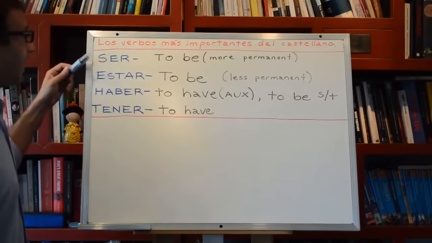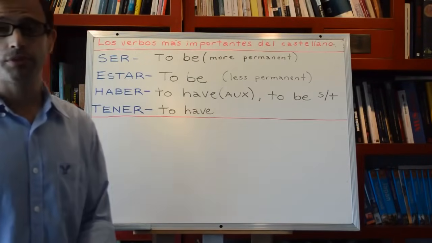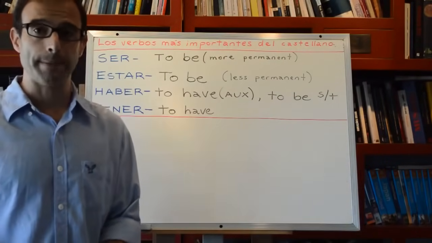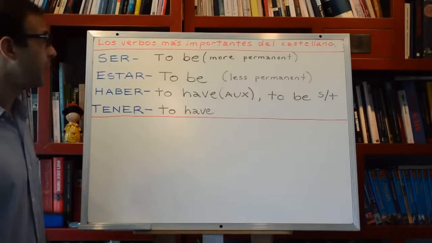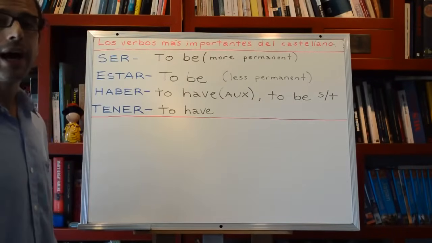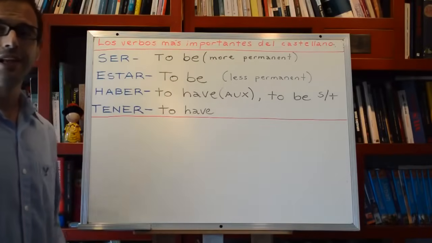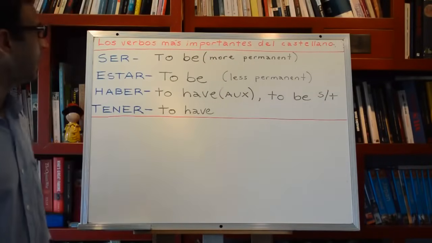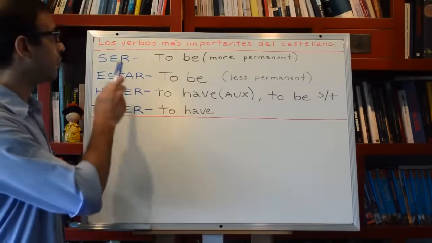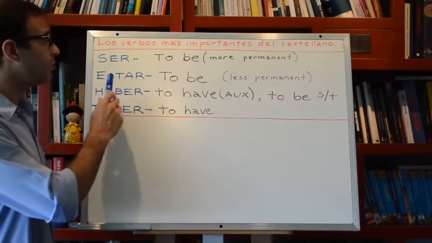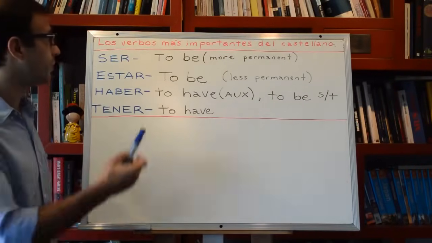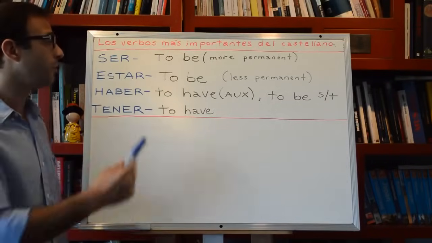So, ser and estar are 2 Spanish verbs that correspond to the English verb to be. I'll say the same thing in Spanish now. Los verbos ser y estar corresponden al verbo to be del inglés. Bien, ahora queremos saber cuándo corresponde usar ser y cuándo corresponde usar el verbo estar. So now we want to know when do we have to use the verb ser and when do we have to use the verb estar.